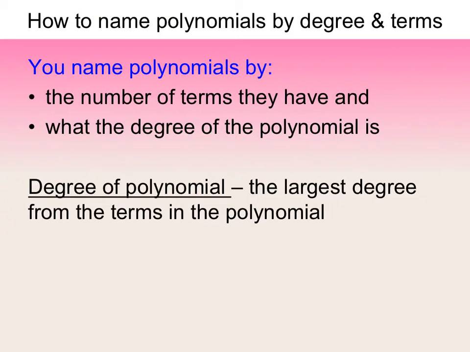So we just looked at how to find the degree of a monomial. We're really going to work with polynomials a little bit more. So finding the degree of a polynomial is a little bit different. To name polynomials officially, you would need to know the number of terms they have. So you can name it as a monomial, binomial, or trinomial, or more would be a polynomial, and also the degree. The way you find the degree of a polynomial is by looking at the largest degree from the terms in the polynomial. So you look at each individual term, and you look for whichever one has the largest exponent, and that's how you would state the degree of that.